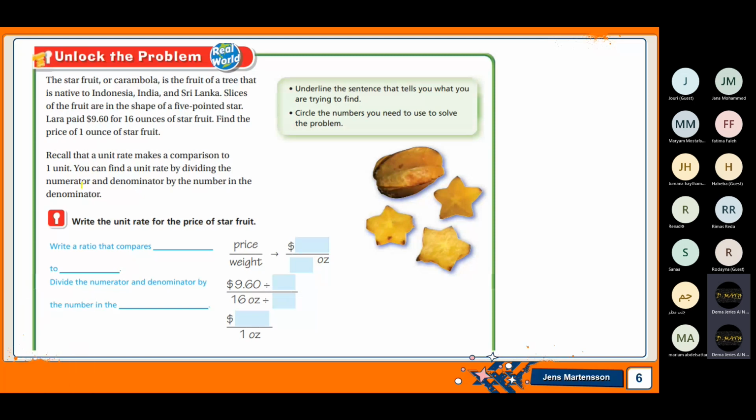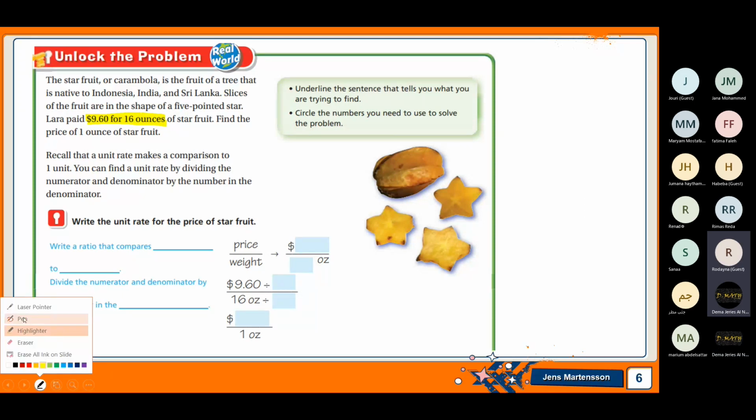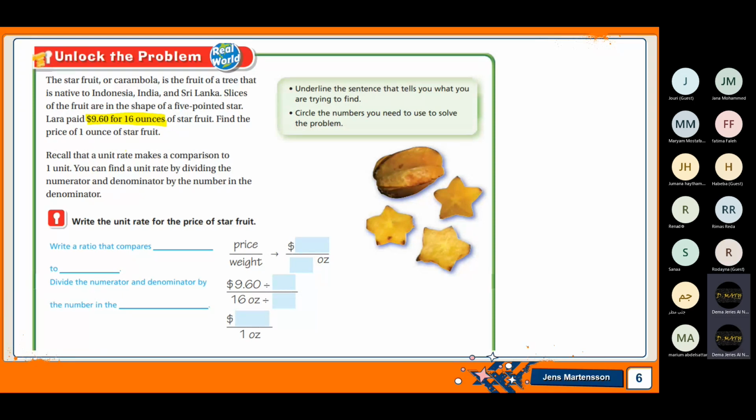So, look at how to arrange it. $9.6 for 16 ounces. So how do you write the rate? Do you write it as 9.6 per 16 or 16 per 9.6? 9.6 per 16. Bravo. Here they tell me 9.6 for 16 ounces, so you will write it as it's arranged. It will be 9.6 dollars per 16 ounces, which is cost per weight.